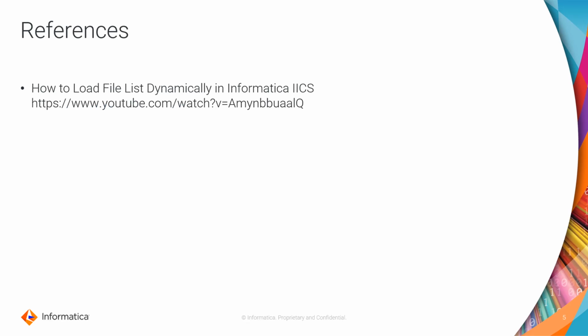The demo that I just presented covered the basic concept of how to change the values from the task flow level. It shows you that there are other transformations that we can use. For example, the assignment transformation, where you can make use of formulas to change the value dynamically. Here in the reference, I have the link to another YouTube video on how to load file lists dynamically in Informatica. And this video shows a different way to change the value of those file name and file directory.